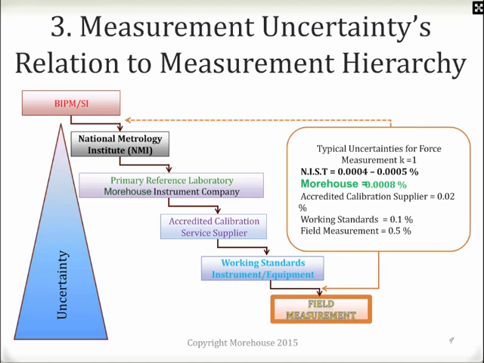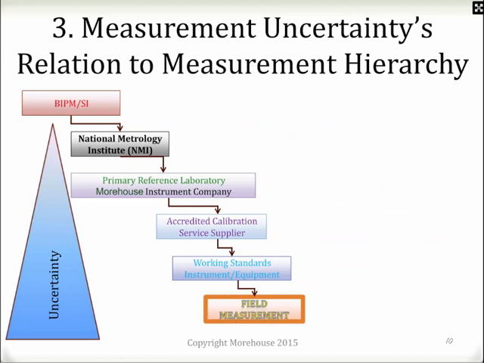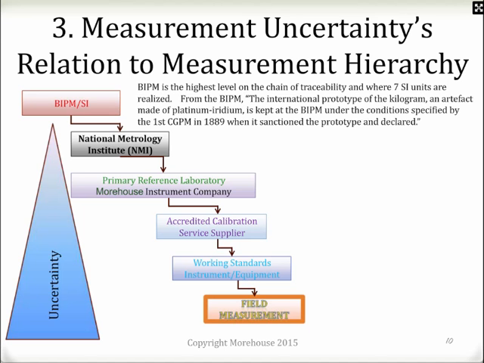The next tier down, we're looking at accredited calibration suppliers. They typically run around 0.02% or 200 parts per million, followed by working standards, which is about 0.1%, and then the end for force is a field measurement. This is typically anywhere from 0.5% to 5%.